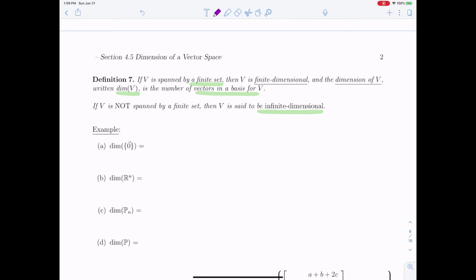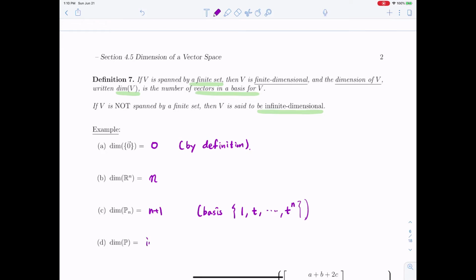So let's see some examples here. The dimension of the zero vector space has to be 0, and this is by definition. And the dimension of R^n has to be n, because we have n standard unit vectors as the basis for Rn. And the dimension of P_n equals n plus 1, and this is because it has the standard basis given by 1, t, and so on until t to the n.